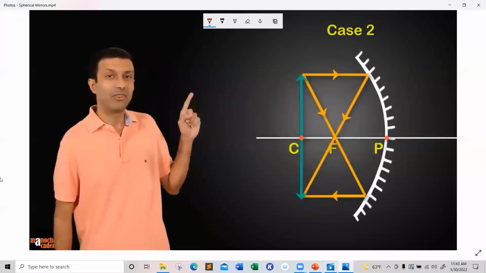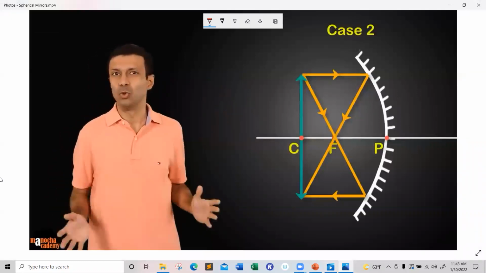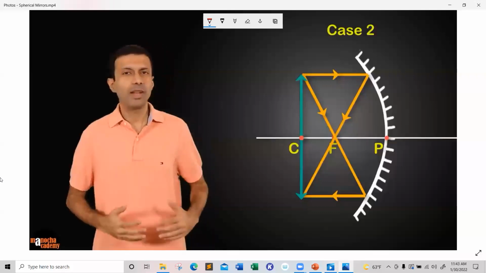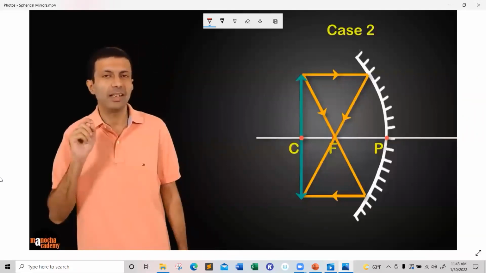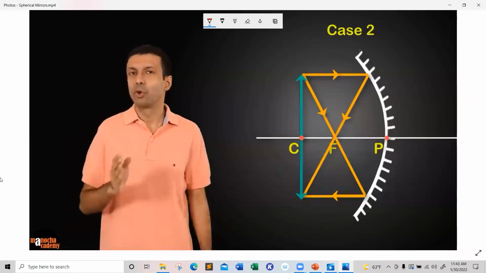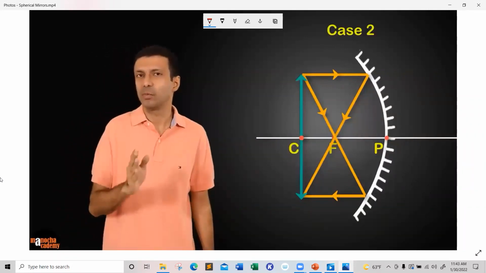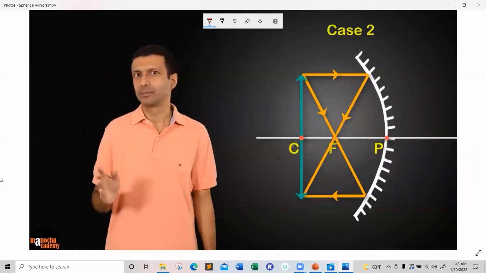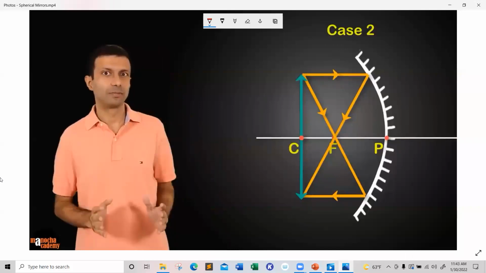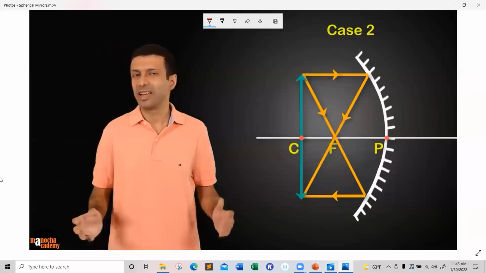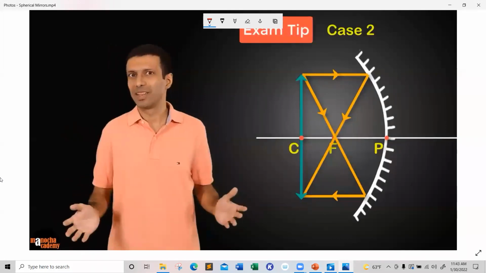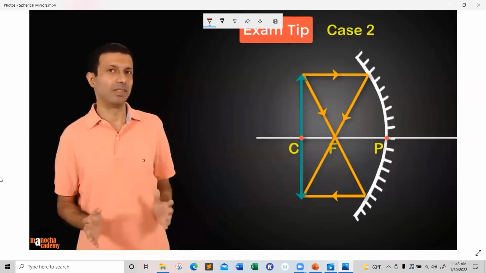If you try drawing the ray diagram for this case 2, where the object is at the center of curvature, you might find that you're not getting the image exactly at the center of curvature. Now this can happen if the focus F is not exactly between P and C, or if the rays are not drawn very accurately. So to avoid such errors, an important exam tip is to use the cheating trick, just like we did in plane mirrors.